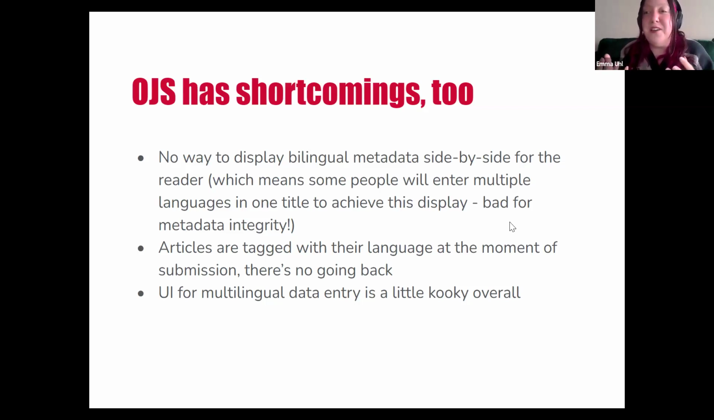So if they choose something erroneously, it immediately causes a problem. In fact, it's also very difficult to identify what language they've chosen as their primary sometimes. And lastly, our UI for multilingual data entry is a little kooky overall. You may have seen some globe icons. We've heard a lot about those globe icons. People do not like the globe icons.